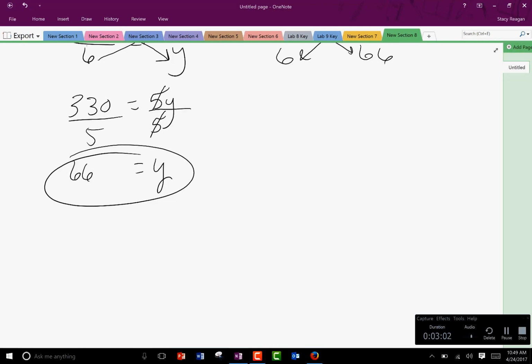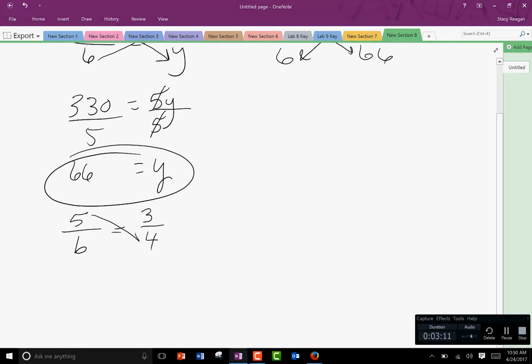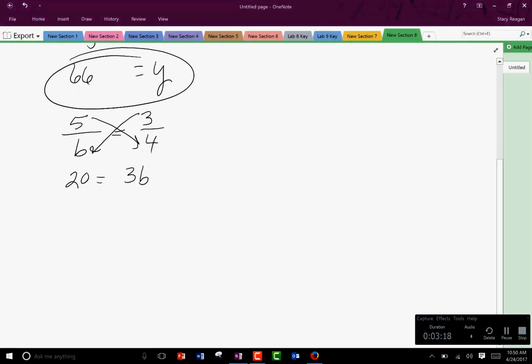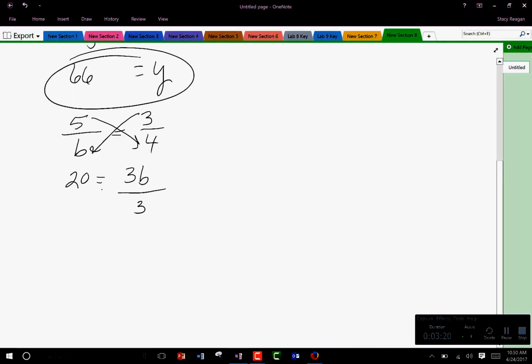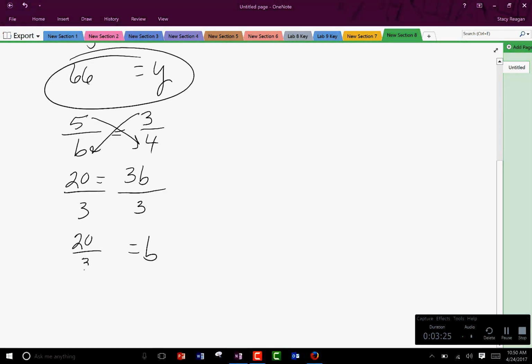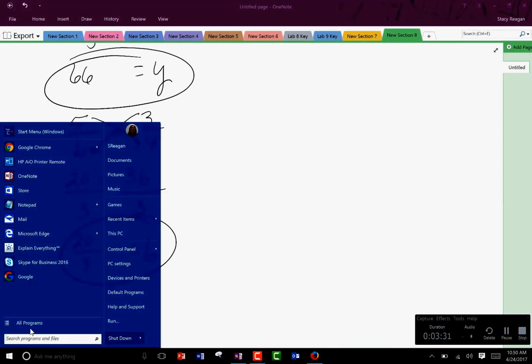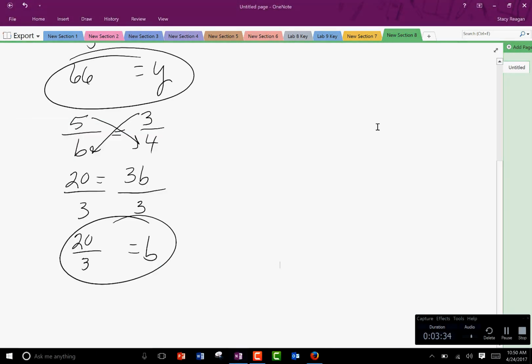This is example 2b, where I have 5 over b equals 3 over 4. Again, I multiply the two that don't have a variable, multiply the two that do have a variable, and then I divide by the number sitting beside the variable. So I get b is equal to 20 over 3. And if I put 20 over 3 in my calculator and try to reduce it, let's just pull up that calculator so that you can see it.